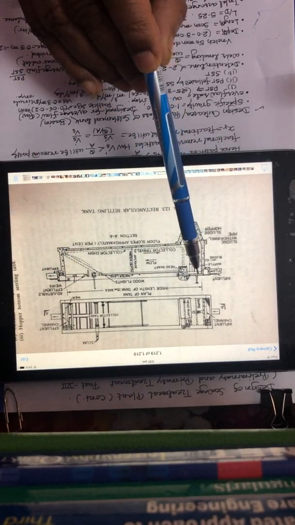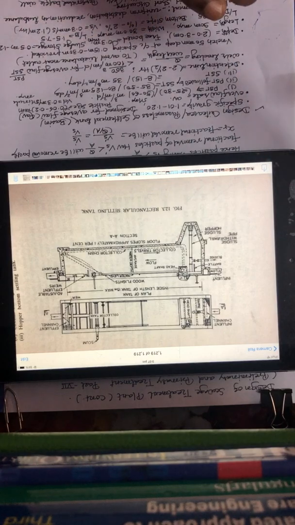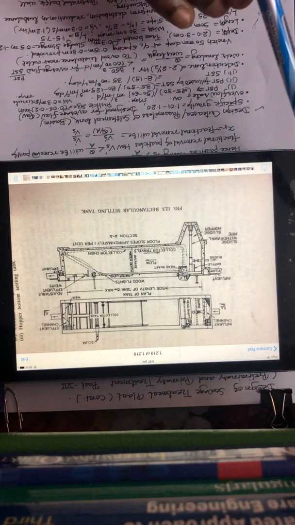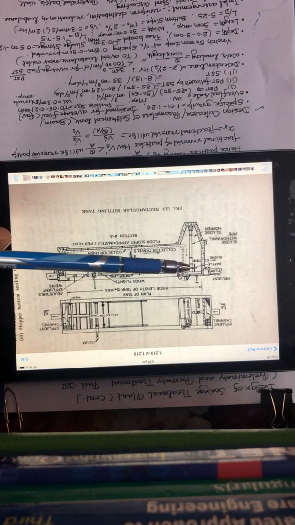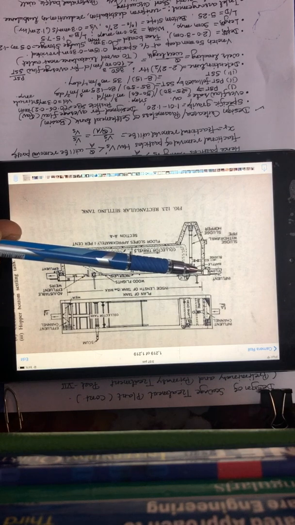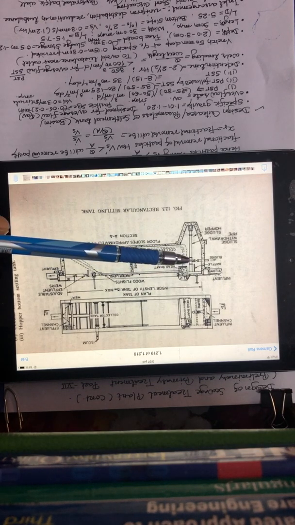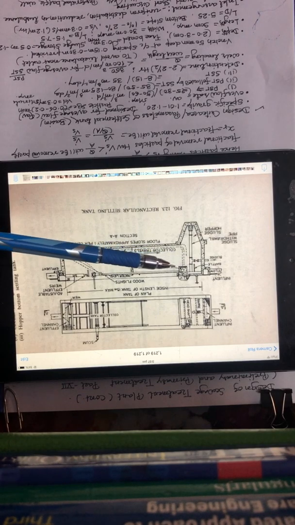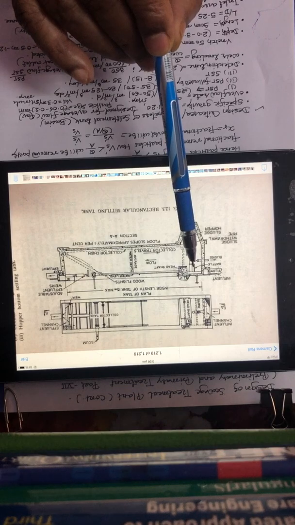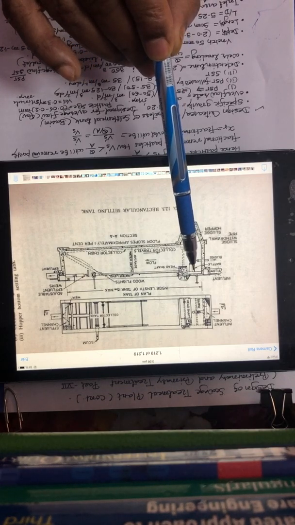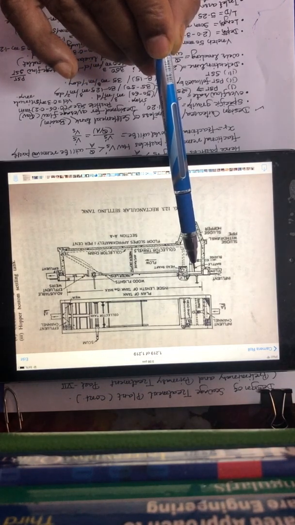Because of this flow it will have some horizontal velocity. So to kill that velocity, a baffle is placed in front of it. This baffle does not allow the sewage to move straight. The sewage is diverted downward, and from the bottom of this baffle the sewage travels onward. So this baffle makes the horizontal velocity of flow here zero.